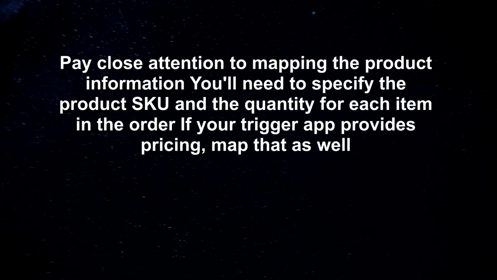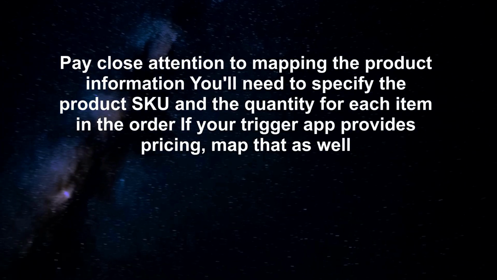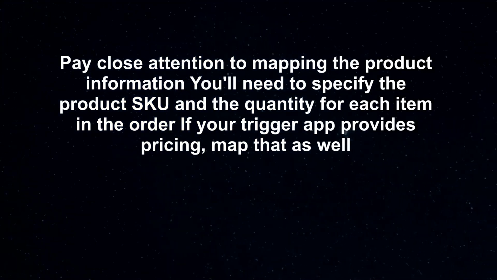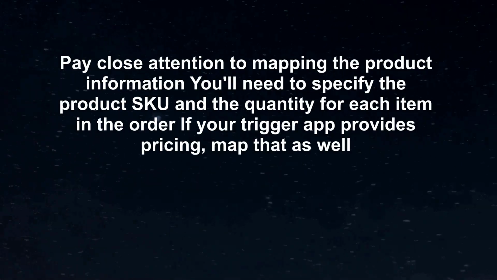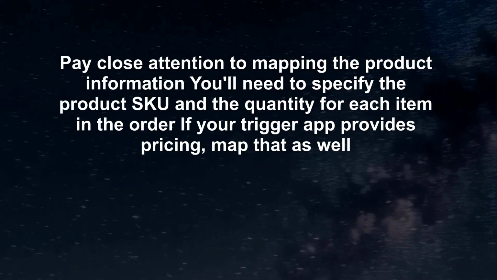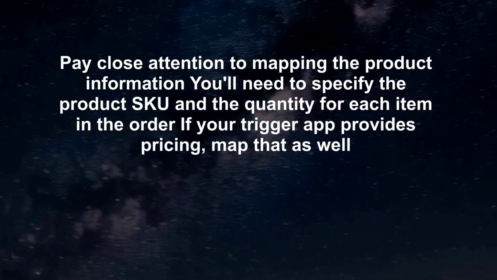Pay close attention to mapping the product information. You'll need to specify the product SKU and the quantity for each item in the order. If your trigger app provides pricing, map that as well.